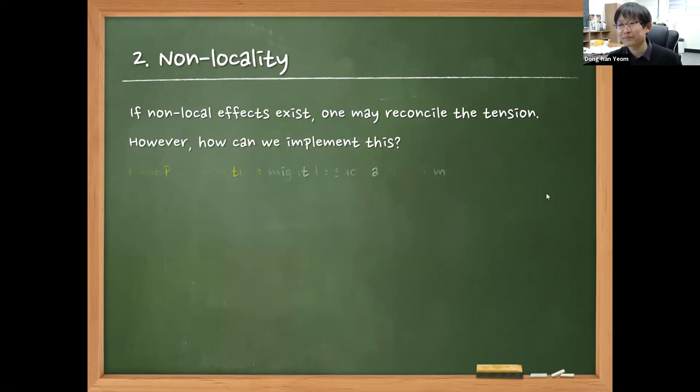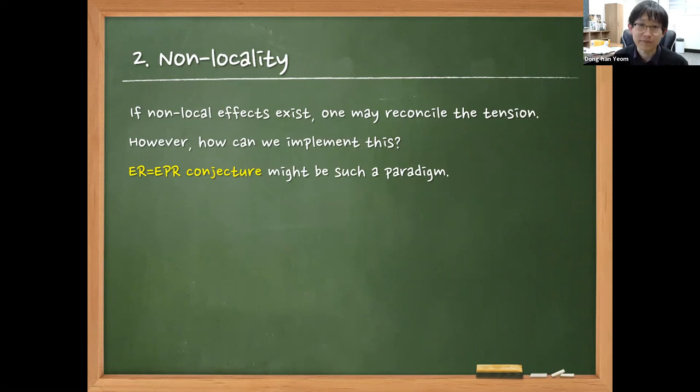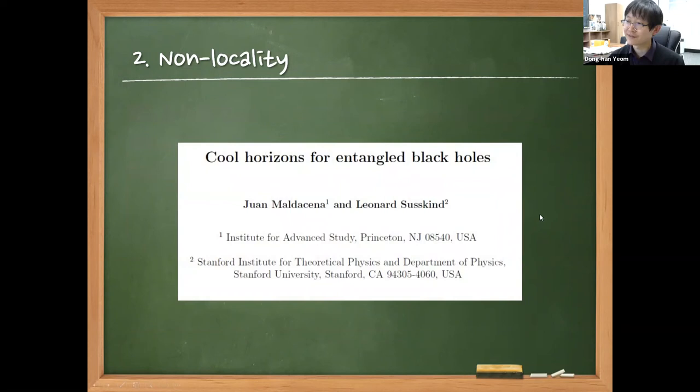And probably the ER=EPR conjecture might be such a paradigm. So I think the ER=EPR conjecture is the paradigm, and the recent development about the quantum extremal surface is the technical realization of the ER=EPR conjecture. Maybe not exactly the same, but I think it's very conceptually related. So in this presentation, I don't know very much about the recent computations. So let me mention details about the conceptual idea of this paper, the Maldacena and Susskind proposal, cool horizons for entangled black holes. So this is known as the ER=EPR conjecture. So a horizon is no more a firewall. So it's not hot, but it's cool. But how can you make it cool by assuming the other assumptions?